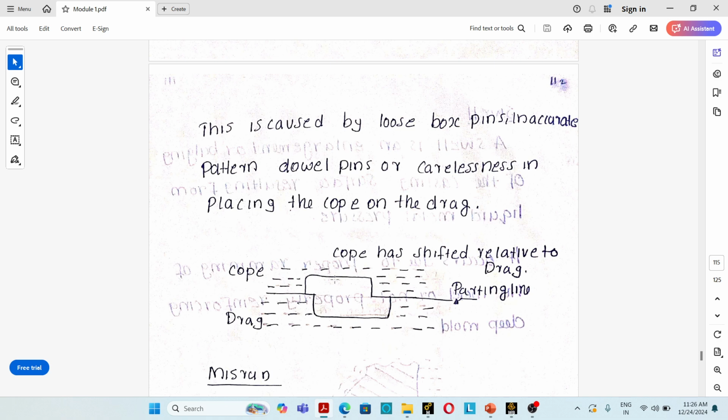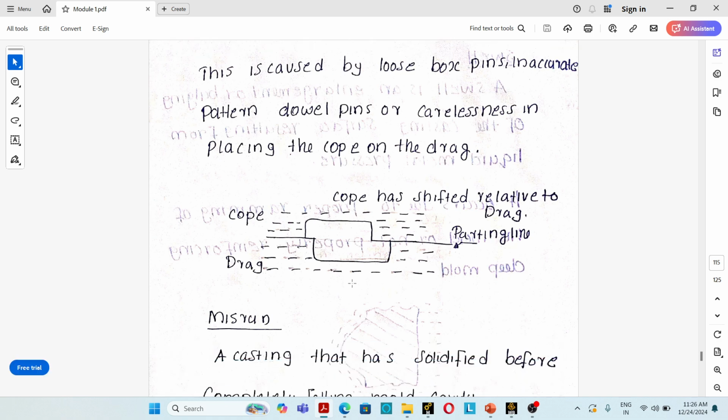See, the main reason for shift or mismatch is the top and bottom portion. That means cope and drag portions of the sand casting mold are not properly aligned. If there is any problem in the alignment pin and the cope and drag portions of the sand casting mold are not properly aligned, the defect mismatch will be coming. Shift or mismatch will be coming.